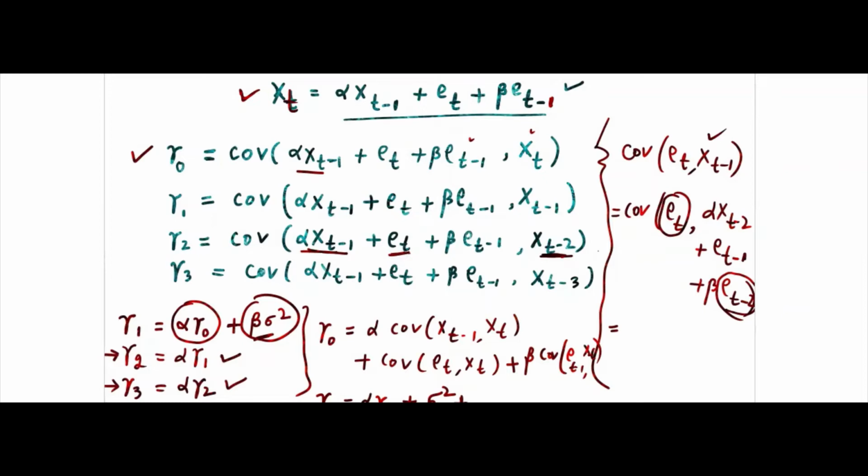So now we'll do one by one. Et with alpha xt minus 2. If you put xt minus 2, will you get et anywhere? Et minus 1, that will be 1 anyway. So what is et minus 2?